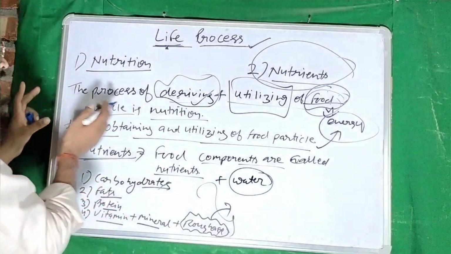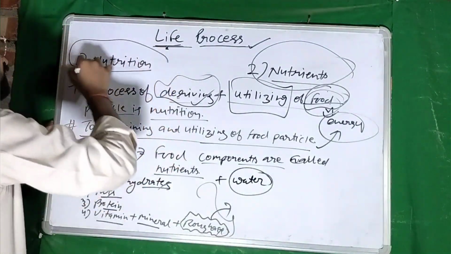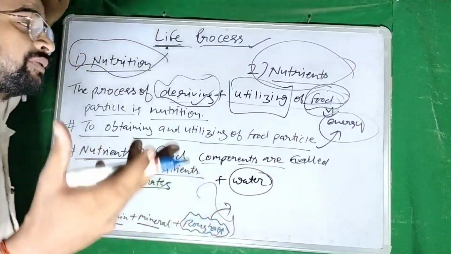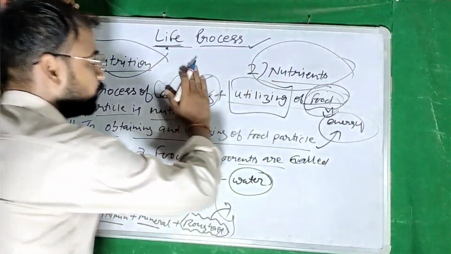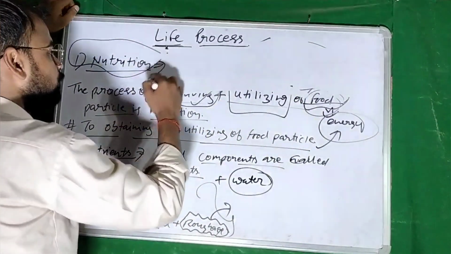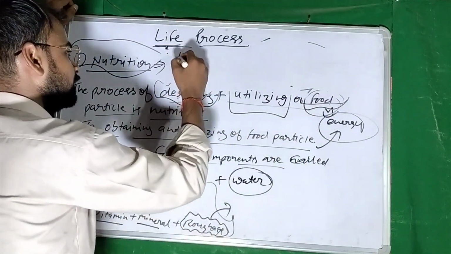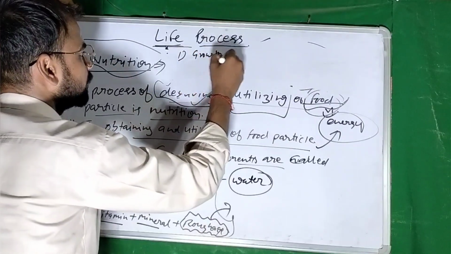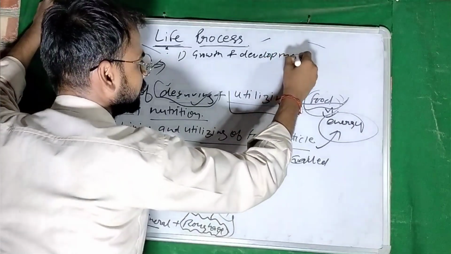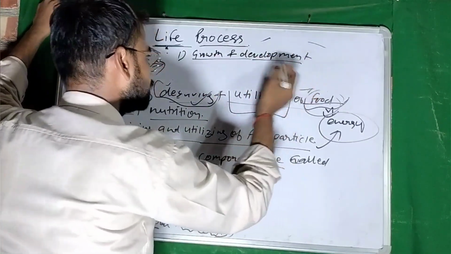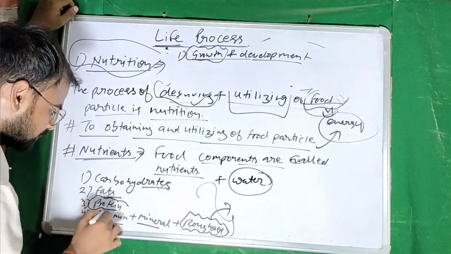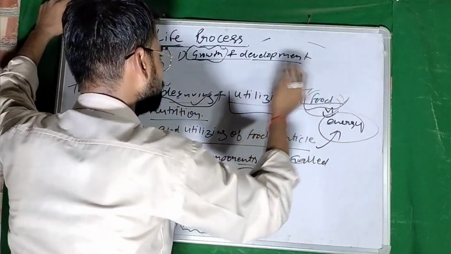So why do we need nutrition, why do we need to eat food particles? Number one, we need to eat food particles for growth and development. If you do not eat food particles, your body will not grow, because protein helps in the growth and development of our body.